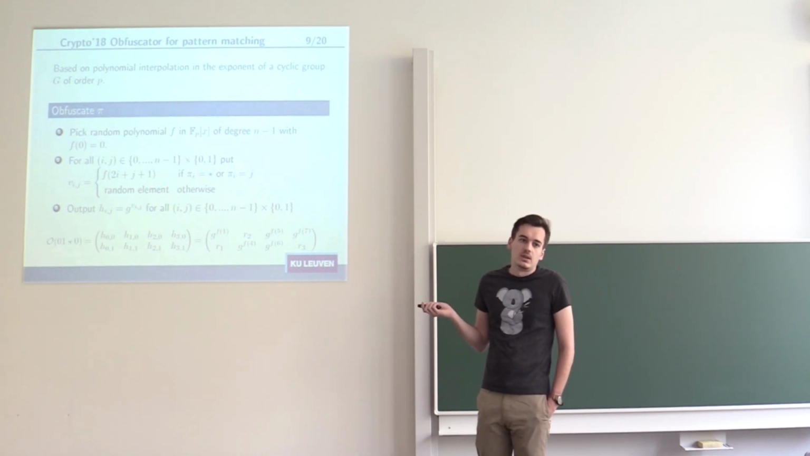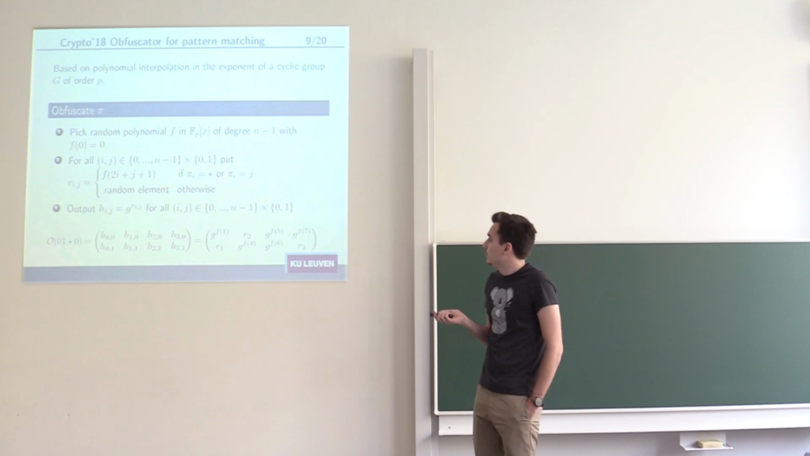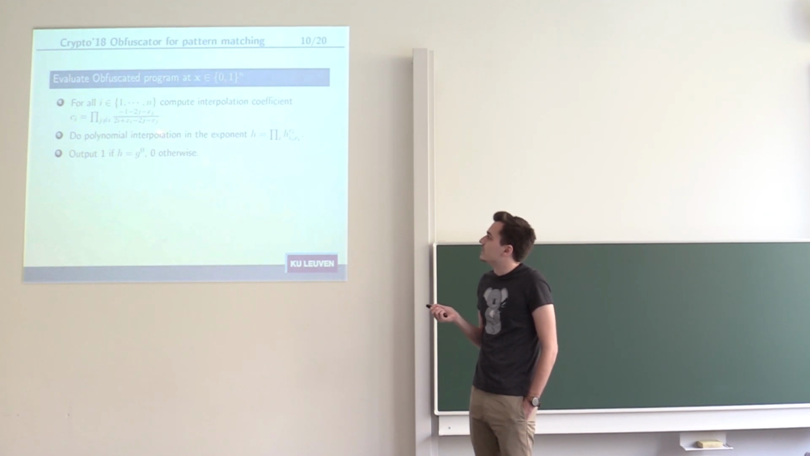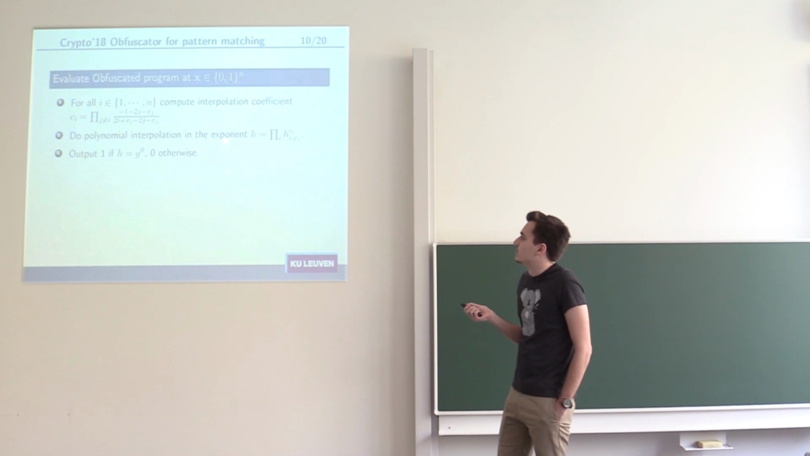So how do we evaluate this program? Given an x, which is just a bit string, we're going to compute these interpolation coefficients. So these are just a formula. It's really old, it's due to Newton, I think. And so you compute this for every c_i. And then you do this polynomial interpolation in the exponent.